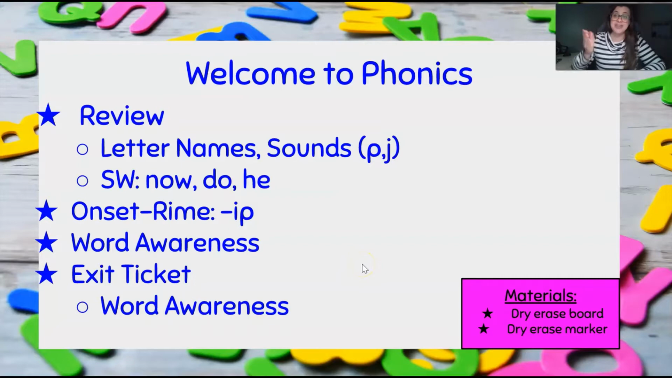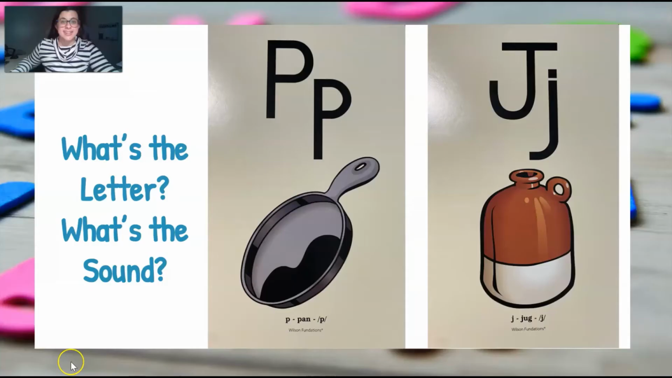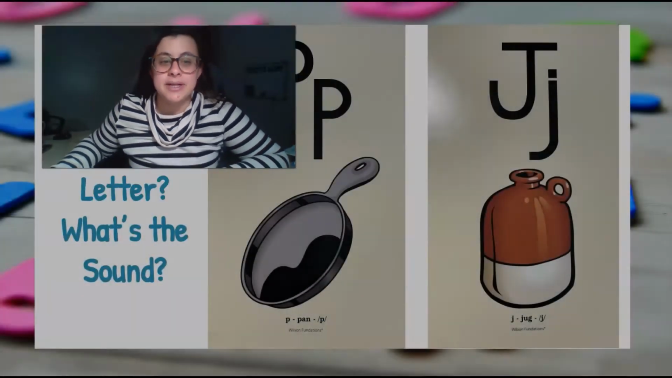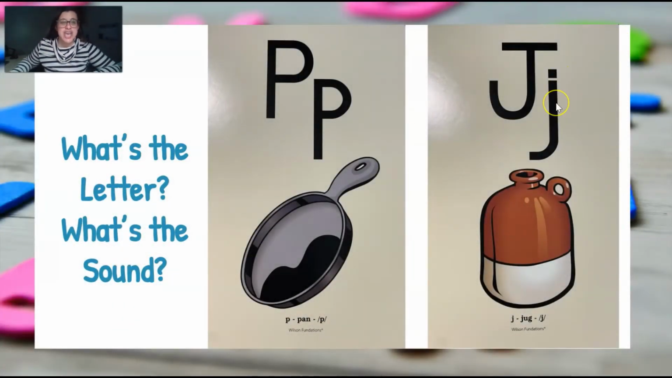Your teacher might pause the video now or later if they want you to get your dry erase board and marker. Review our two new letter names and sounds for the week. We're looking at the letter P and the letter J. P makes the P sound. P, pan, P, pan, P. Do it with me. P, P, P. P, pan, P. Our next letter is J.